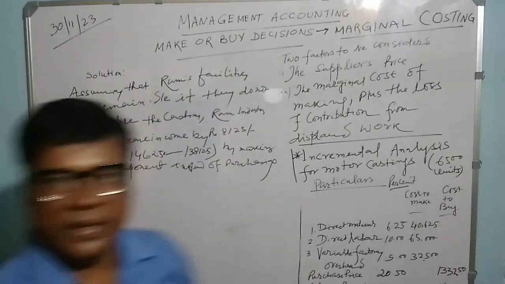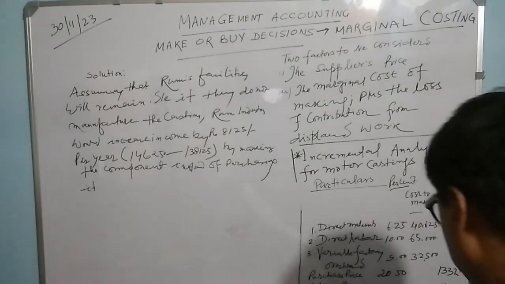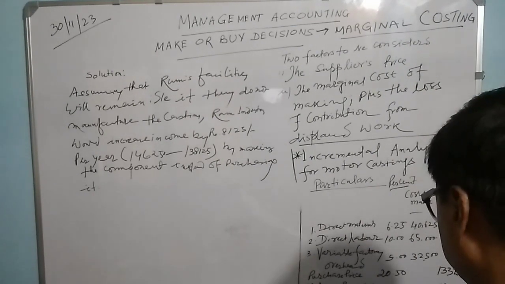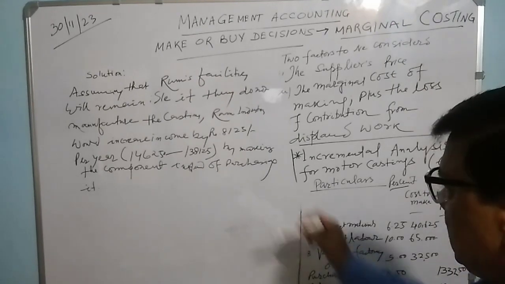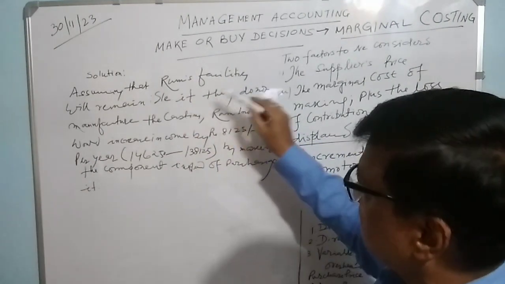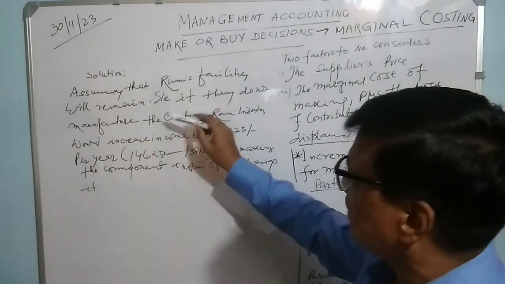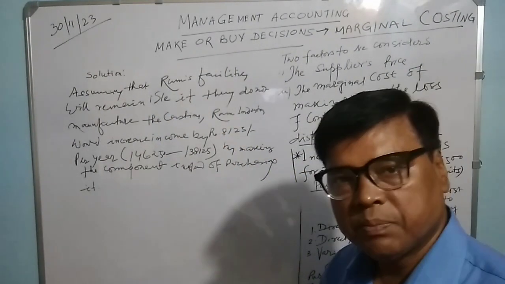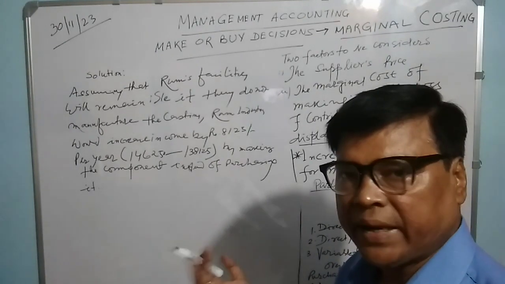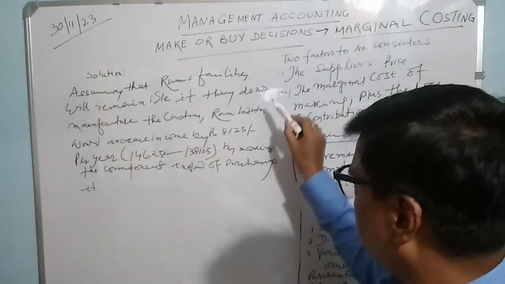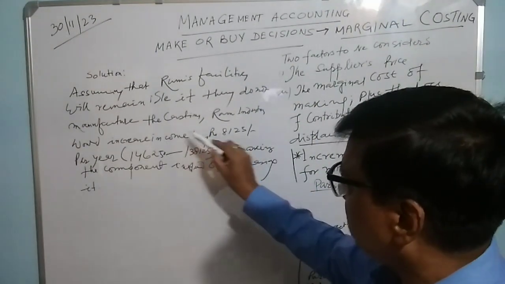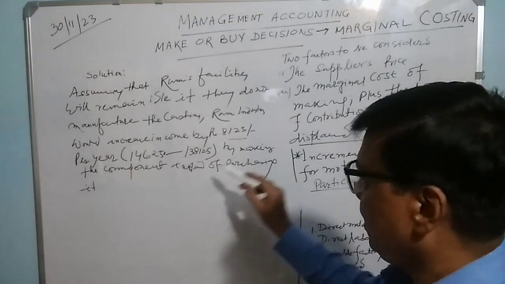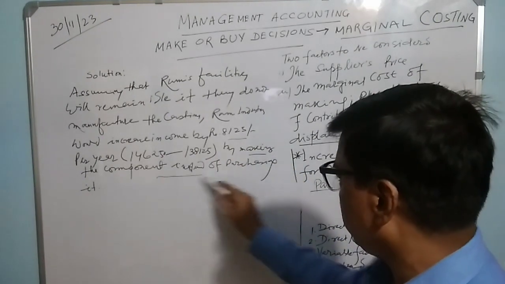So up to that it is very simple. You see that from this figure itself it is very much clear. Your buying cost is 1,46,000 and your making cost is 1,38,000. So Ram's facility will remain idle, and that is very vital. See, if he is purchasing from outside, his space will be vacant at that time. So what will be the utilization for that? That will be coming in the subsequent part. If they do not manufacture the casting, Ram Industry would increase income by rupees 8,125 per year by making the component instead of purchasing.